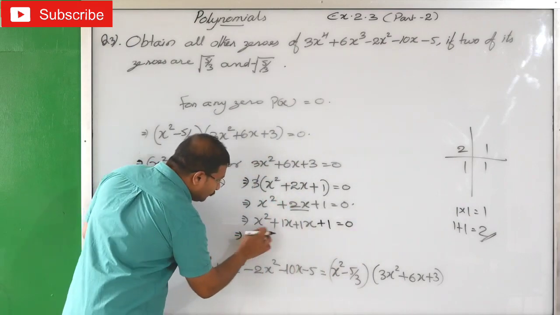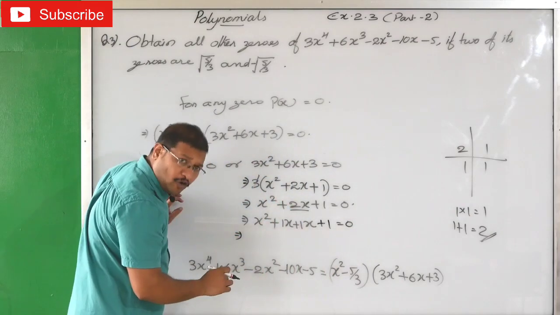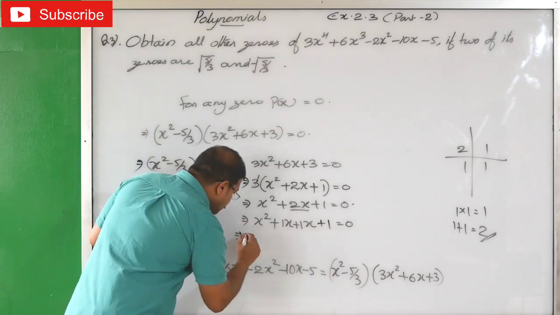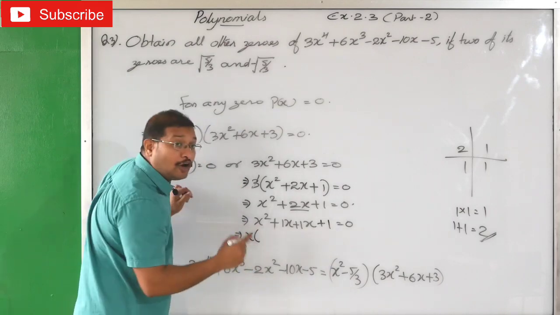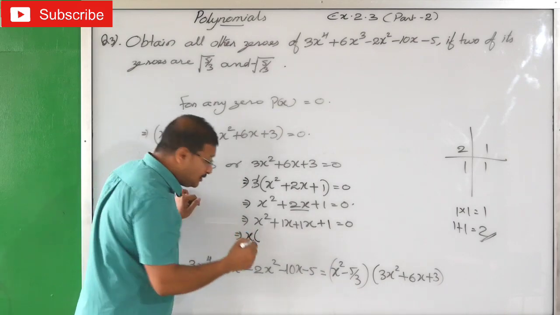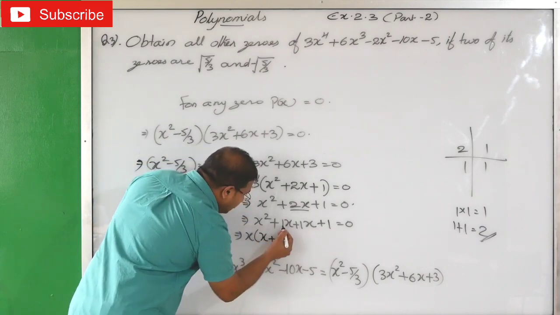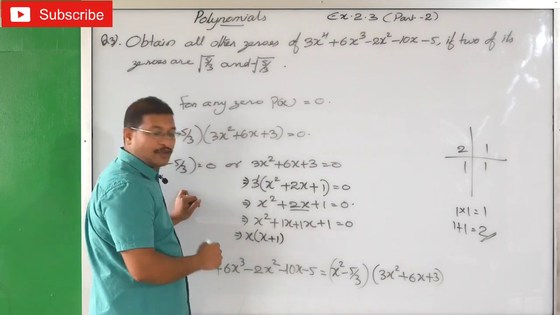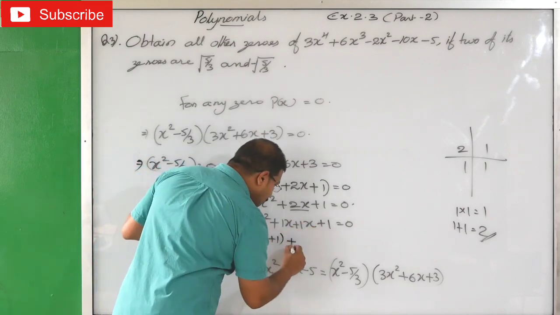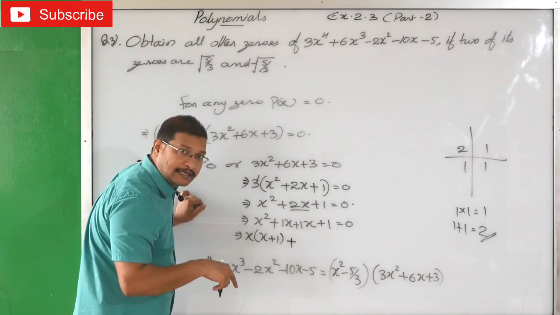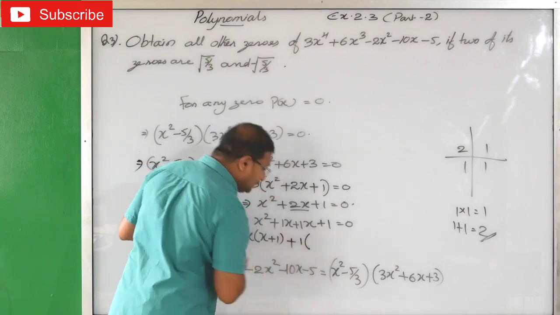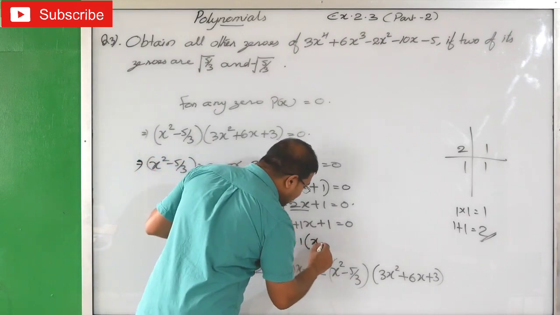This implies from these two terms, what can you take common? X. So x bracket, x into how much will you get? X into x, isn't it? So x will be balanced, plus. We already took x outside, the balance is 1. From these two, we can take only 1 outside, isn't it? That means 1 bracket x plus 1.